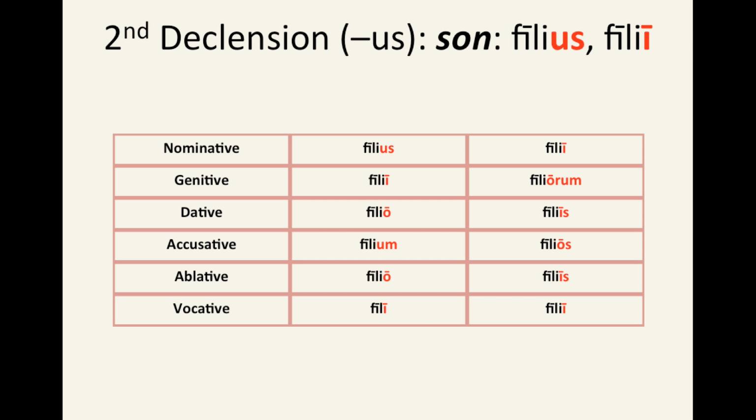Let's try another noun, filius. In the singular, we have filius, filii, filio, filium, filio, filii. Notice that the singular vocative form of filius is irregular. In the plural, we have filii, filiorum, filiis, filios, filiis, filii.